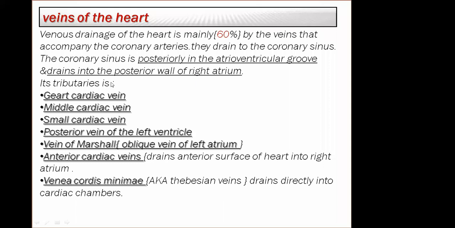Its tributaries are the great cardiac vein, middle cardiac vein, small cardiac vein, posterior vein of the left ventricle, vein of Marshall, which is the oblique vein of the left atrium, and the anterior cardiac vein. This drains the anterior surface of the heart into the right atrium. The venae cordis minimae, also known as the Thebesian veins, drain directly into cardiac chambers.